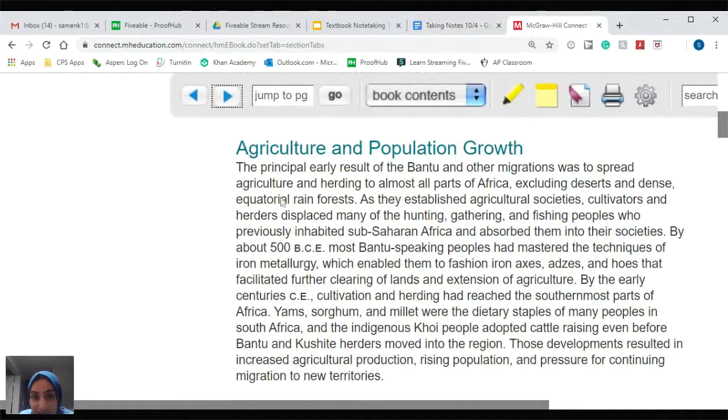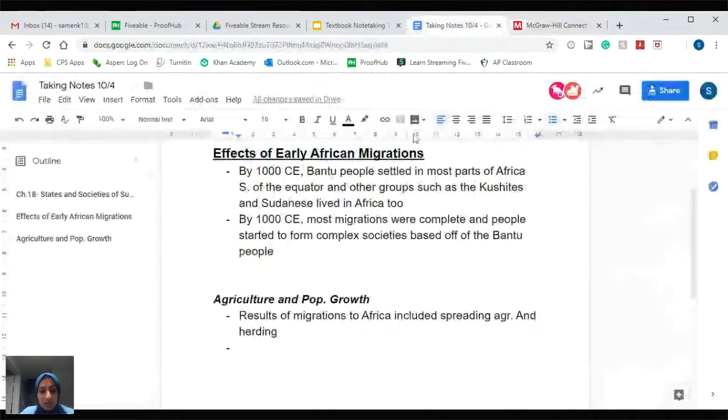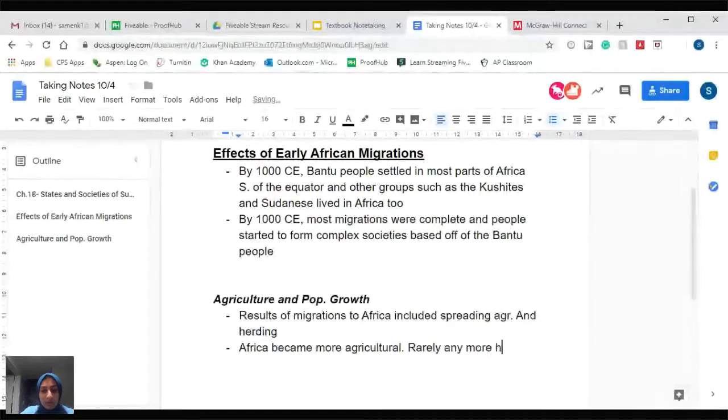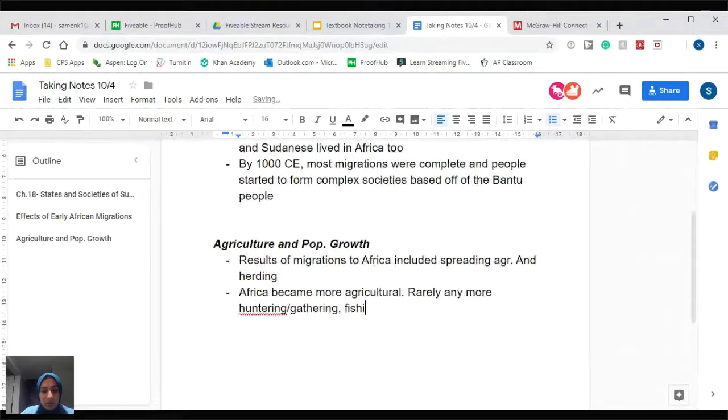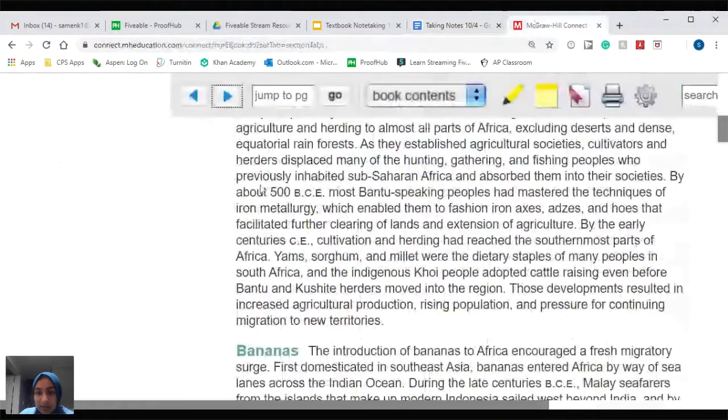So you could say Africa became more agricultural. Rarely any more fishing, etc. And then if we go back, we could say, okay, this seems important.